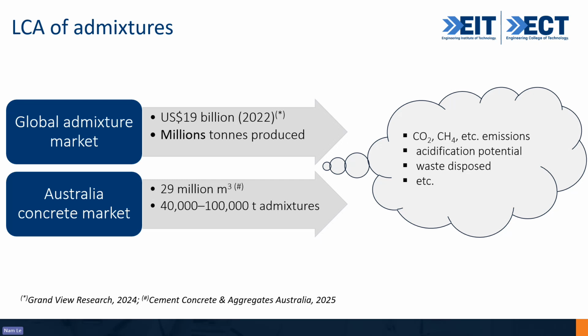The problem is how to minimize this, because we cannot avoid producing. We must produce to build, and to have the economy developing, right? But we need to think about how to minimize the environmental impacts, how to minimize the negative things.